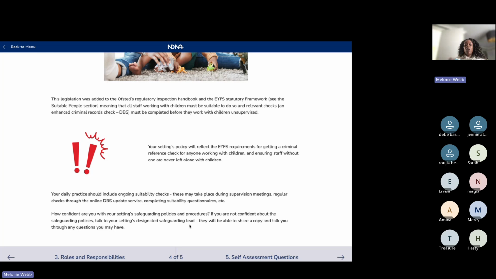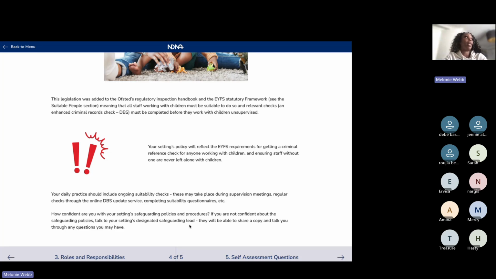So how confident are you with the safeguarding policies and procedures that we have in place? Oh, I'm very confident. Do you think everyone would feel the same? I think everyone, maybe the newcomers, but otherwise I think everyone would be. I think this is why it's important, because you're absolutely right.